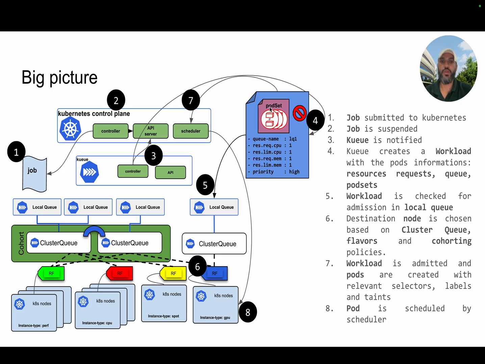The Kueue controller will then create the relevant workload and attach it to a local queue based on some scheduling decisions. It may depend on the available resources, the quota assigned to the cluster queue, etc. And then based on the cluster queue attached to the local queue and the resource flavor matching the requirements of this workload, the node destination will be assigned, and this will be delegated to the scheduler, which will decide where the pods will be scheduled.